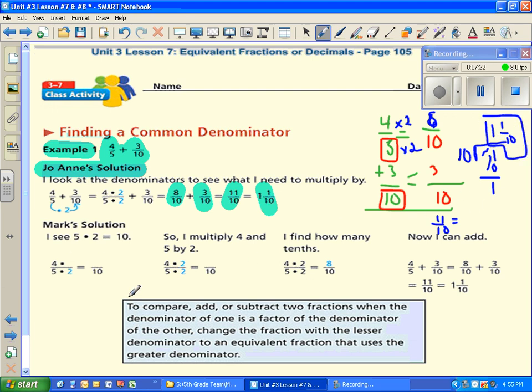Here's another way. Mark's solution says take 5 times 2, which is basically the same thing, 10. 4 times what number then? 5 times 2 is 10, so 4 times 2 is 8. And then over here it says 4/5 plus 3/10 equals 8/10 plus 3/10, and 8 plus 3 is 11/10, and 1 1/10. It says to compare, add, or subtract two fractions when the denominator of one is a factor of the denominator of the other. Change the fractions with the lesser denominator to an equivalent fraction that uses the greatest denominator. So basically what I thought that meant is what we did.